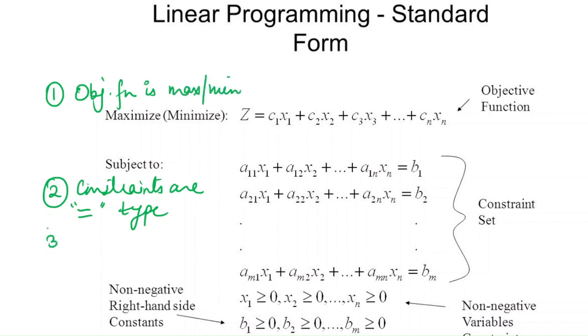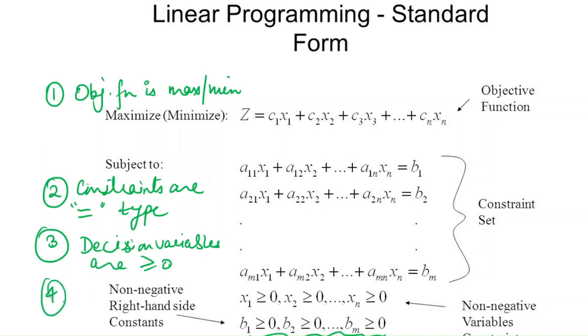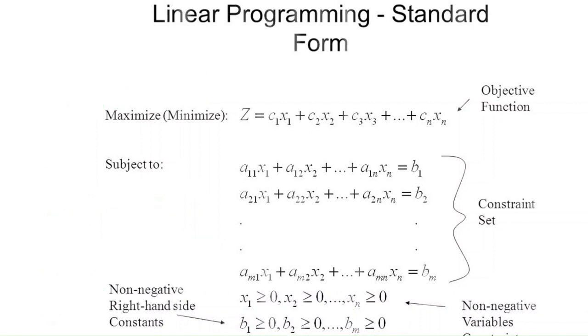Third, all the decision variables are non-negative. And one more added one is that you will notice here the non-negative right hand side constants. That means the bi's that we have, all the bi's must be greater than equal to 0. So this is very important, right? So they must be positive. So let's consider certain questions related to this.